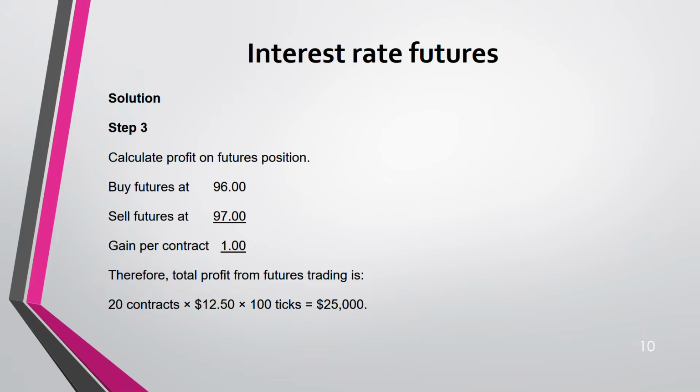Okay, sorry. This gain per contract is 1, right? That 1 you have to take in terms of ticks. That gain of 1.00 is taken in terms of ticks. 1 gain is 100 ticks. Just simply multiply by 100. That's it. 100 ticks, because you have to take it in terms of ticks only. So 12.5 into 100 ticks into 20 contracts. 25,000 is the profit.